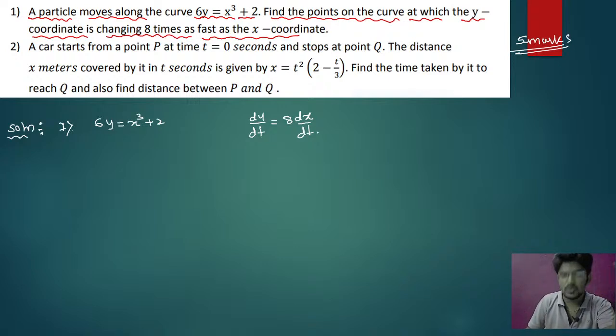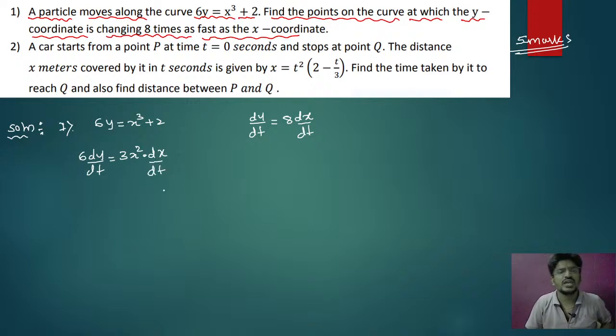Here x is the x coordinate, y is the y coordinate. So the y coordinate is changing 8 times the x coordinate. That's why I am writing dy by dt is equal to 8 times dx by dt. Clear? Okay. So I will simplify this by differentiating: 6 dy by dt equal to 3x square into dx by dt.